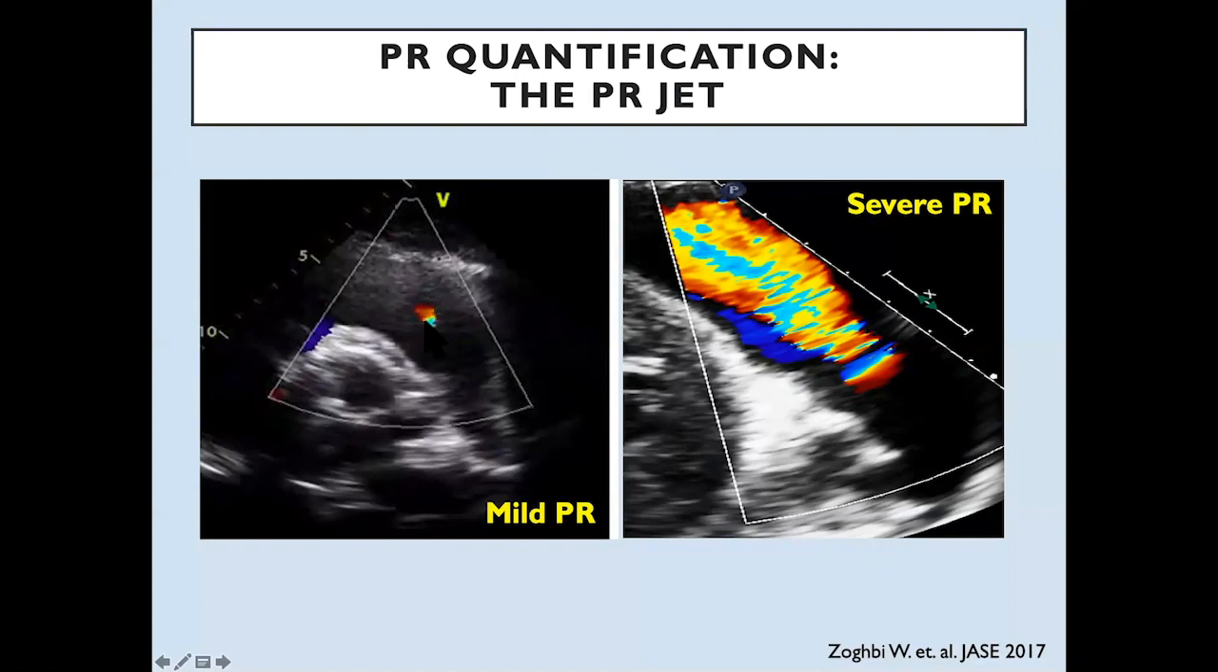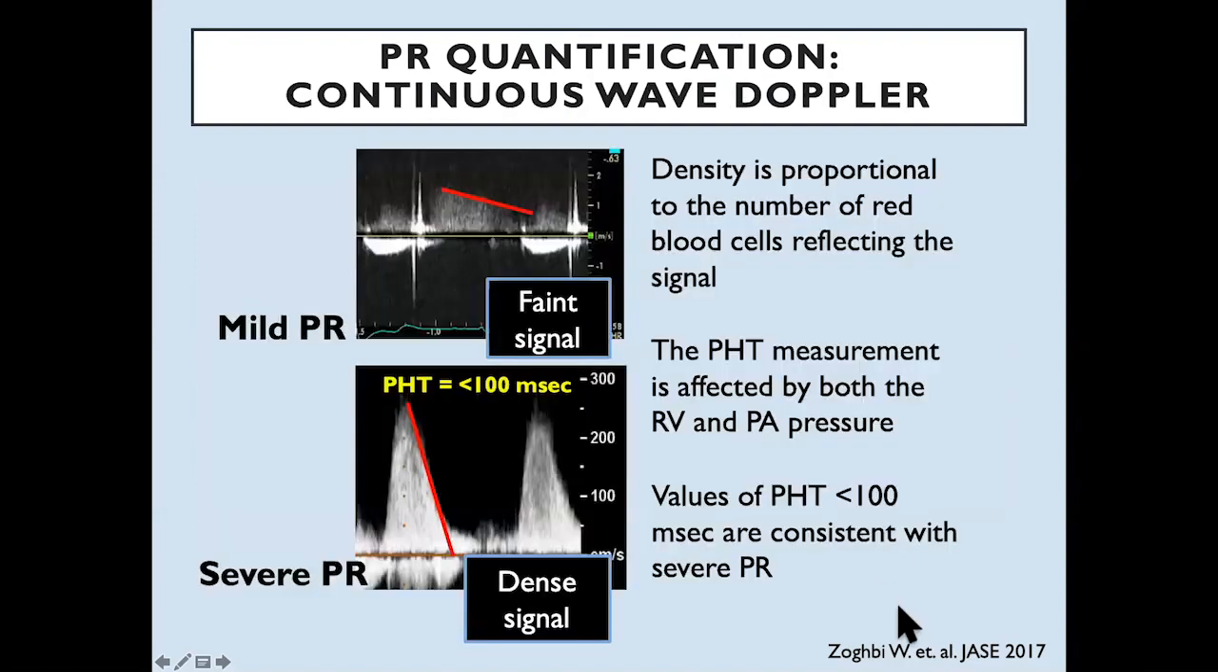Vena contracta width can also be assessed, and jet width to annulus ratio can also be assessed. Jet length can also be assessed, and jet area, as we talked about. The CW Doppler signal can also be used to quantify pulmonary regurgitation. As we said before, remember that the density of that CW Doppler signal is proportional to the number of red blood cells reflecting that signal. So with mild pulmonary regurgitation, you expect to see a faint signal, as you can see here. With severe pulmonary regurgitation, you expect to see a dense signal.